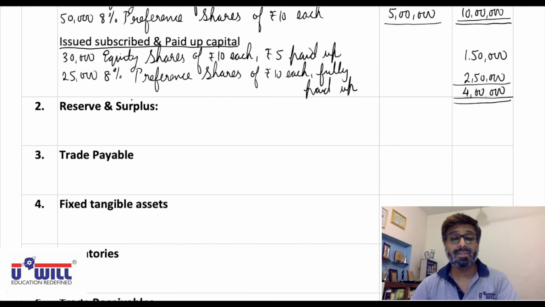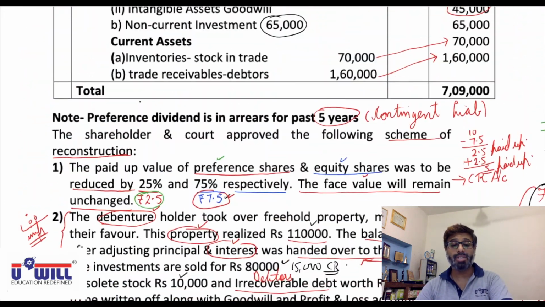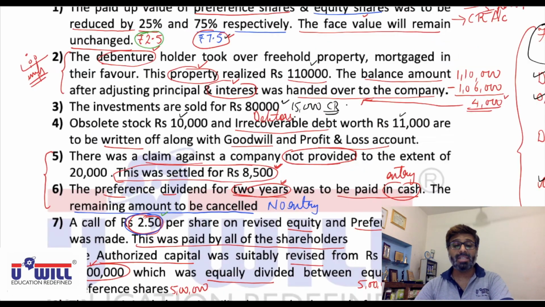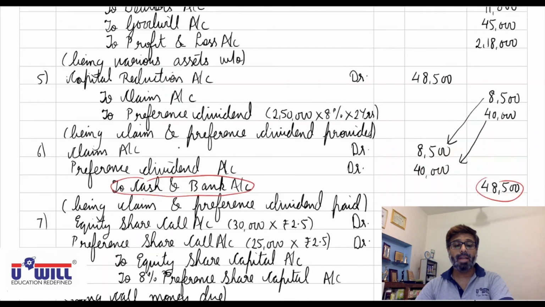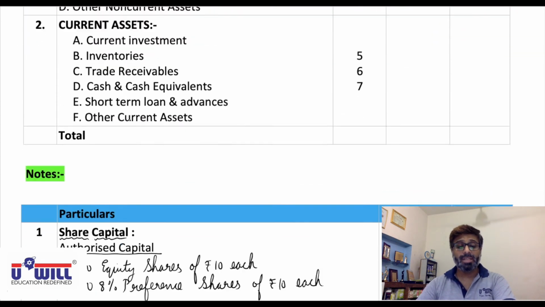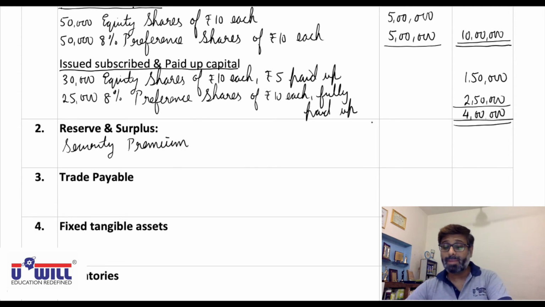Now note to reserves and surplus. So what did we have in reserves and surplus earlier in the balance sheet? Security premium of 10,000. You can see in all the entries, none of the 8 entries security premium is affected, so it remains as it is. Okay, security premium remains as it is, that is 10,000. It is not affected in any of the journal entries. So security premium account 10,000 as it is.